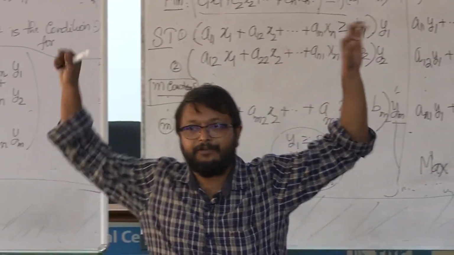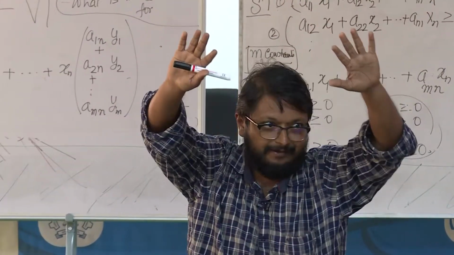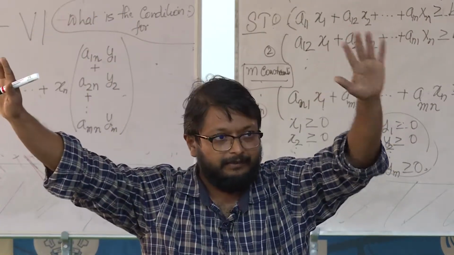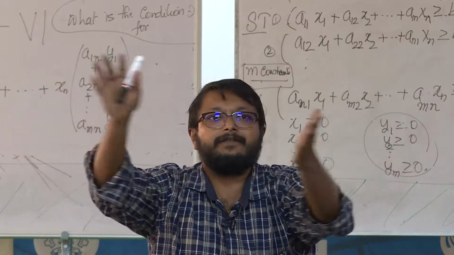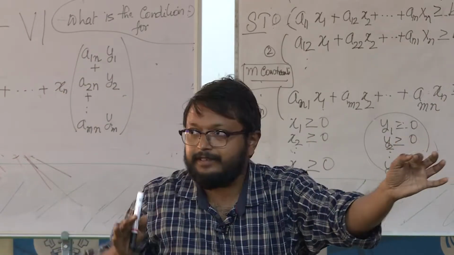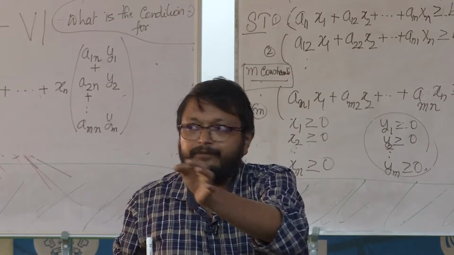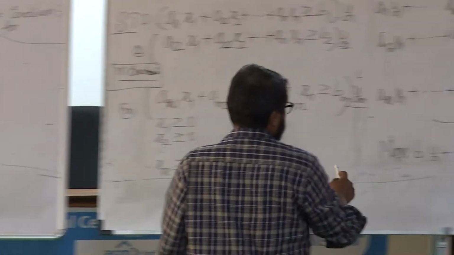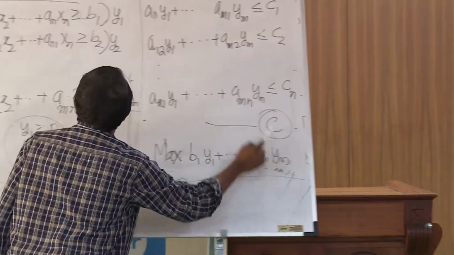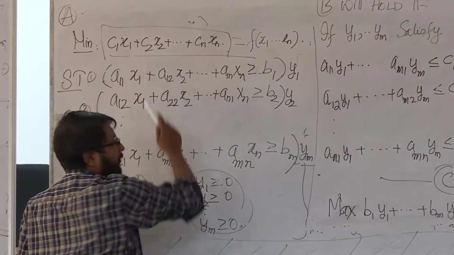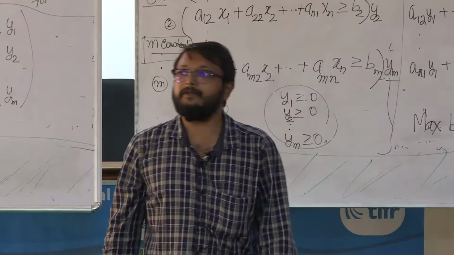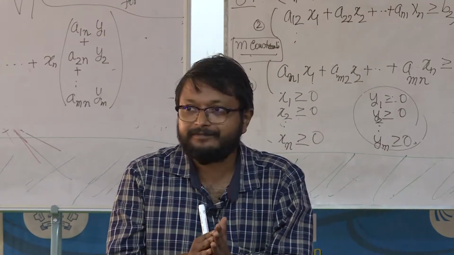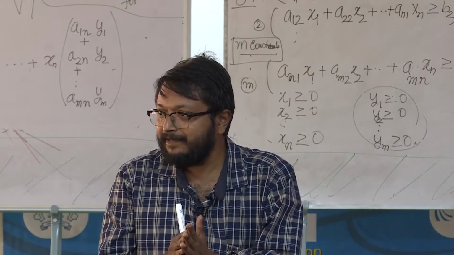Given a formulation of this kind, if a solution exists for both the primal and the dual, then there is a set of values for x1 to xn and y1 to ym such that the value of this objective function for those values of y1 to ym and the value of this objective function for x1 to xn will be the same. That means both are optimal. Is this very clear?